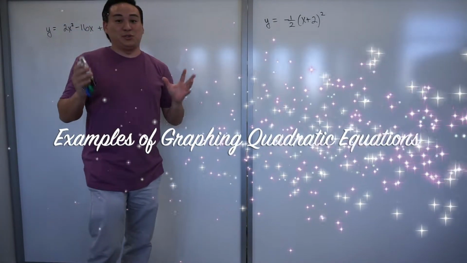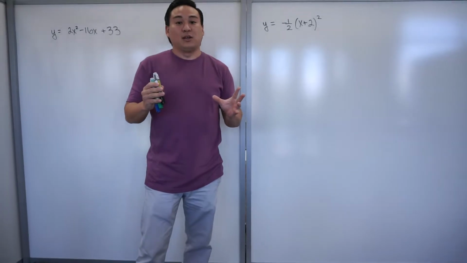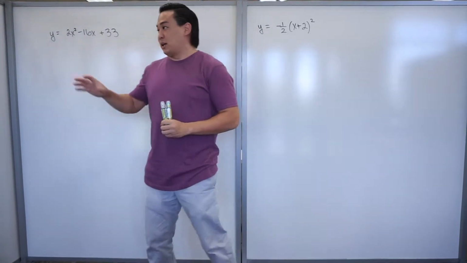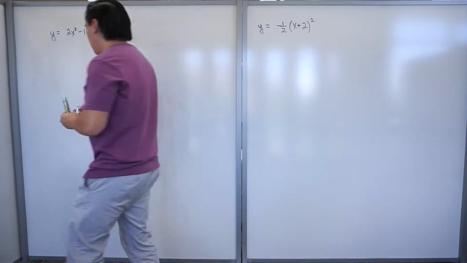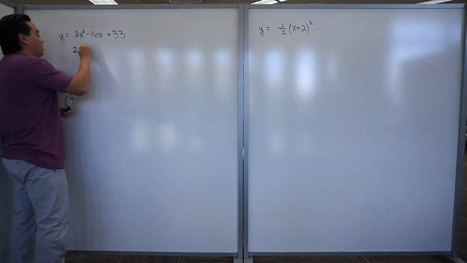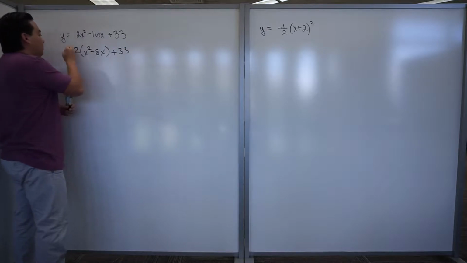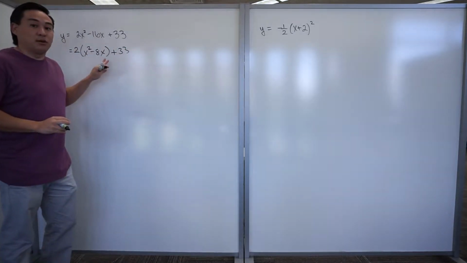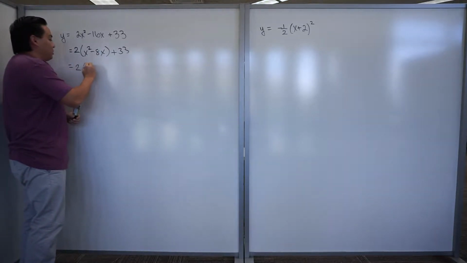Okay, so let's do two more examples where we graph the polynomial. And what we want to do, remember, is complete the square. So let's go ahead and look at this problem and complete the square. So first, factor out the 2. Okay. So apply completing the square to the x part with the 8 by dividing it by 2.